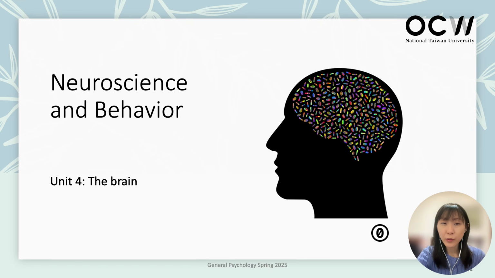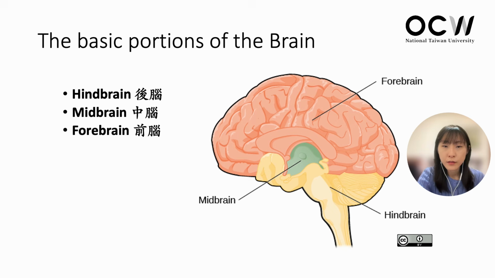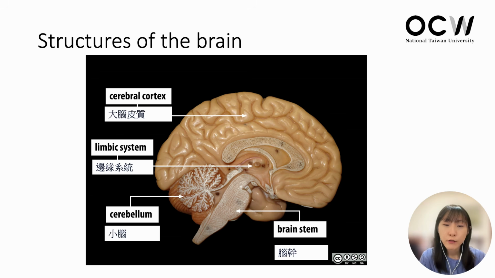In this video, we will talk about the basic structures and functions of the brain. Neurologists can distinguish our brain into different portions and structures. In the image, you can see the hindbrain, the midbrain, and the forebrain. For the structures of the brain, for the scope of this course, we will focus on the cerebral cortex, the limbic system, the cerebellum, and also the brainstem.